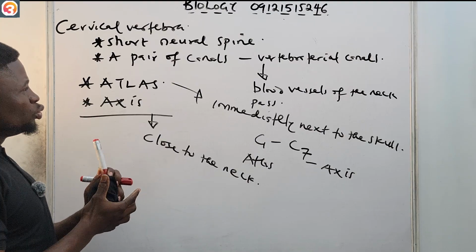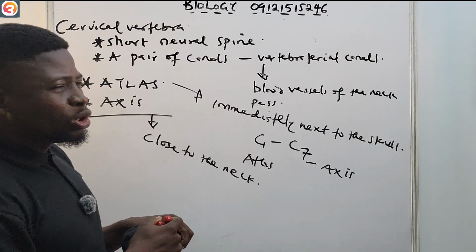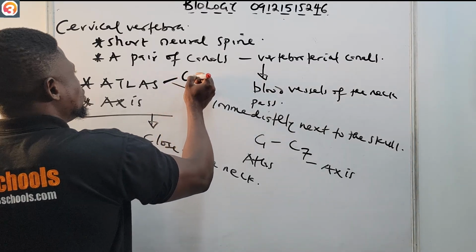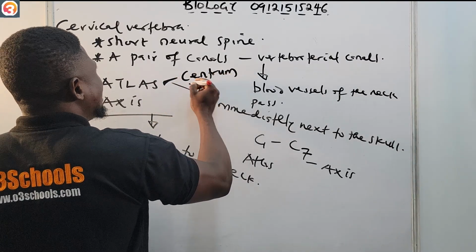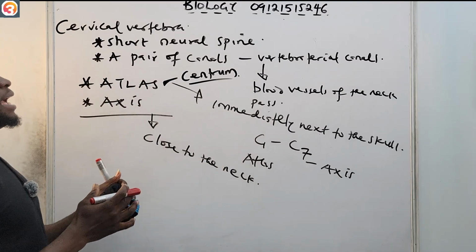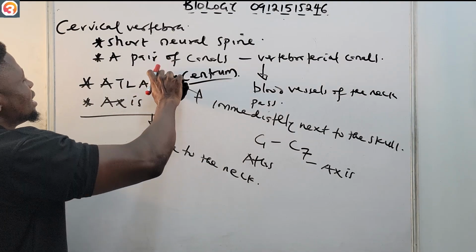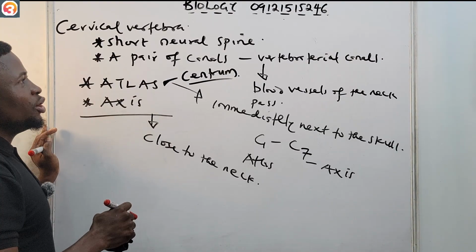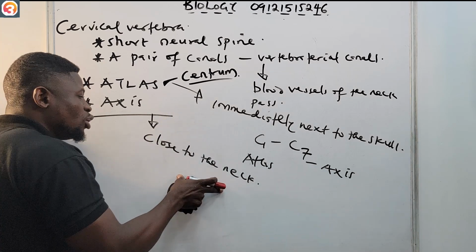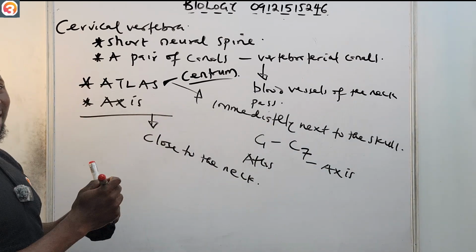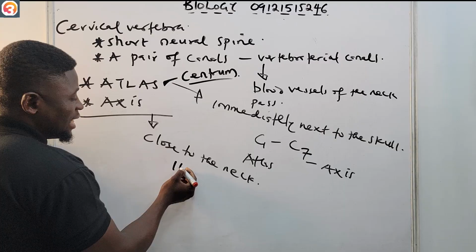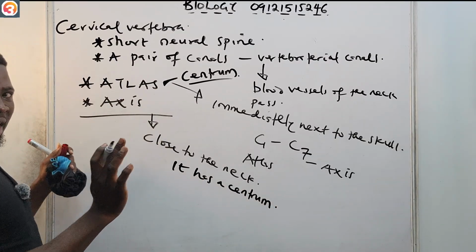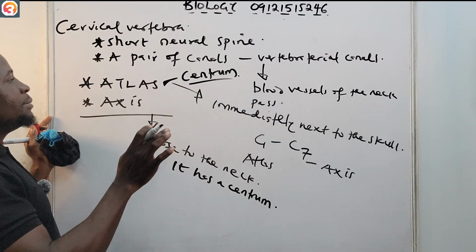Also, it is important to know that the atlas does not possess a centrum. It does not have a centrum, and it is the only cervical vertebra that does not possess a centrum. The axis, which is closer to the neck, possesses a centrum. The atlas does not have a centrum, but the axis has a centrum.